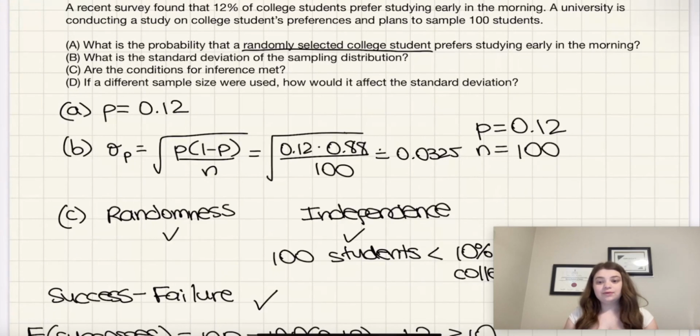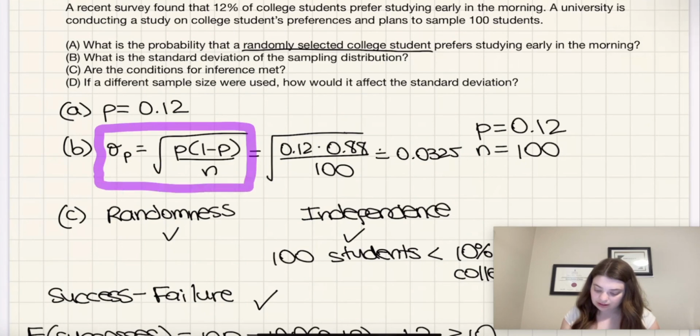All right, so going back up to part D, it asks, if a different sample size were used, how would it affect the standard deviation? Okay, so going back to the equation for the standard deviation, that's right here. If we had a bigger sample size, that means that n, the denominator of this fraction, would be either larger or smaller, right? So basically what they're asking here is what if we made this n value larger or smaller than it already is? Would that make the standard deviation larger or smaller? Or would it remain the same potentially?